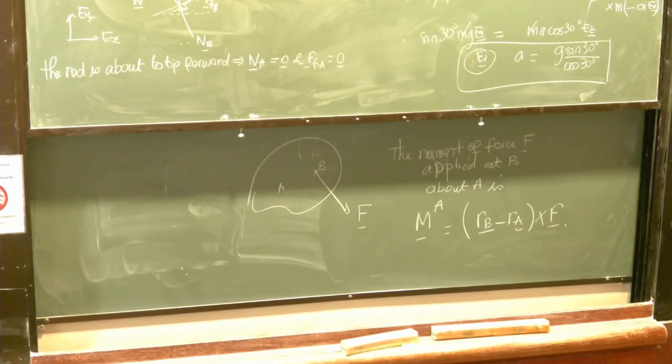It's kind of like I applied a force that's giving a moment about this hinge. But if I apply a force at the hinge, it's not going to move the door. The moment of the force about the hinge is going to be 0.